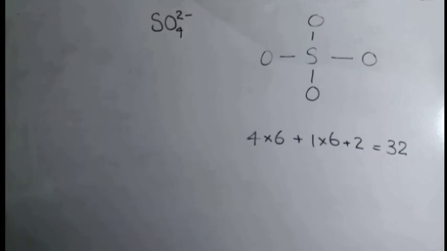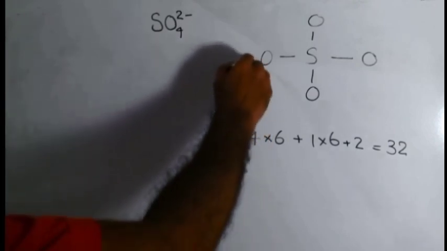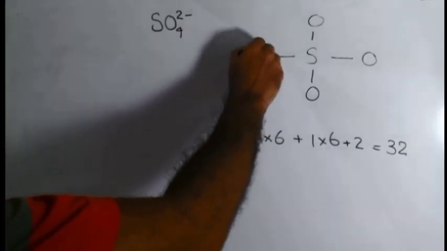So then we have to complete the octet of the outer atoms. There are 4 oxygen atoms bonded to sulfur. So we are going to complete the octet one by one.